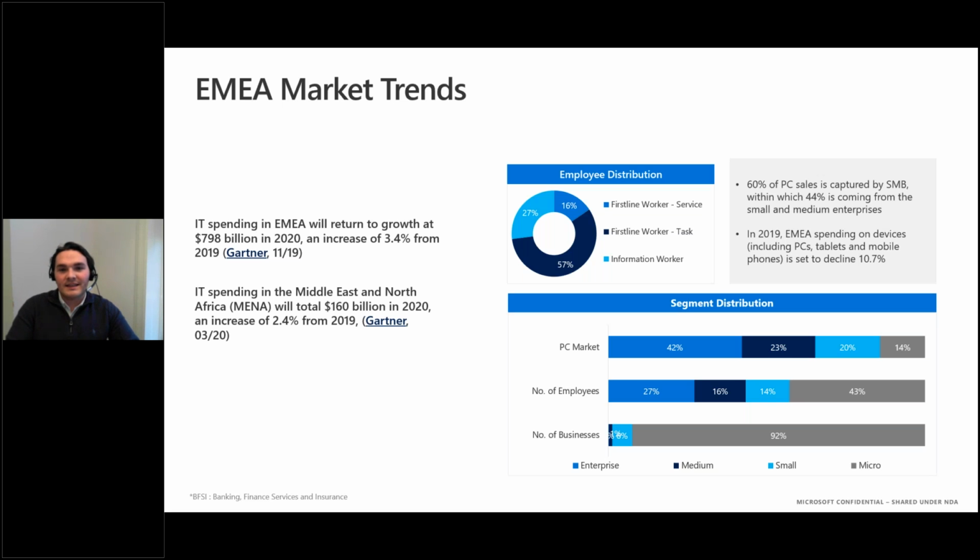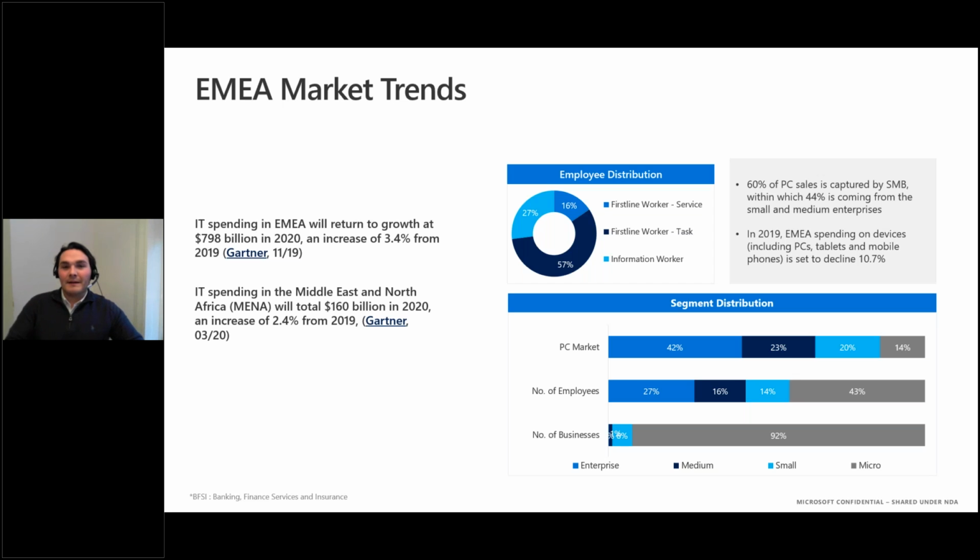What we're actually seeing, as we can see on the right-hand side, is the fact that in the PC market, if we add up the medium, small, and micro businesses, they are accountable for a much larger part, 58% of the PC market, which is the SMB customers. This means that everyone attending this call, of course, we are talking the major part of the IT spendings that is going into the PC market within the SMB segment.